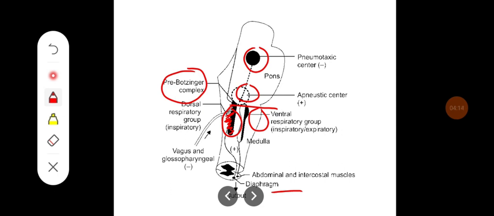The pneumotaxic center always tries to inhibit the apneustic center, and the apneustic center stimulates the inspiratory group of neurons. Okay, and if there is a lesion between the pneumotaxic center and the apneustic center with a vagal denervation, it is going to cause apneusis, that is, the respiration will stop in the inspiratory phase, which is called apneusis.